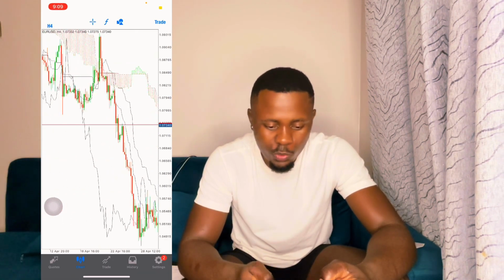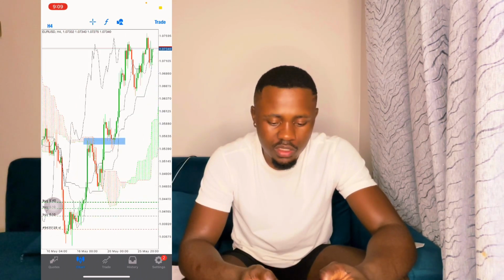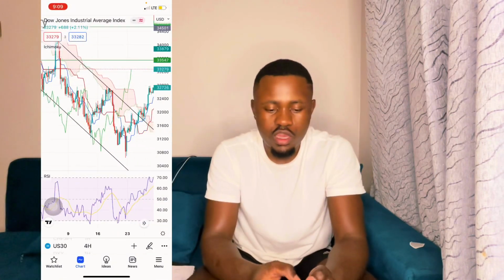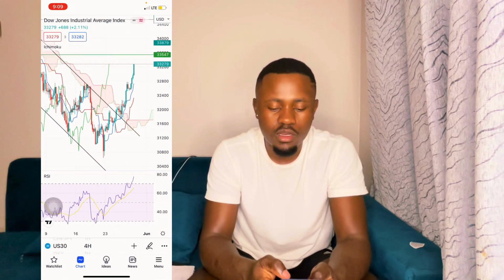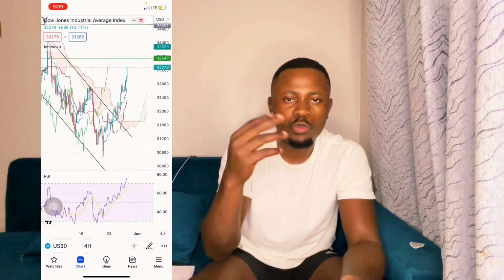It looks quite complex, you see. It looks more complex than the one we have on TradingView, which I recommend you guys use. The one I recommend is the Ichimoku cloud on TradingView, because its settings are very nice. So guys, I'm going to go through this again.